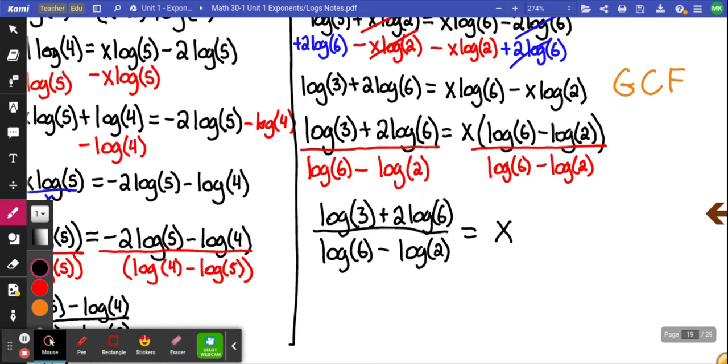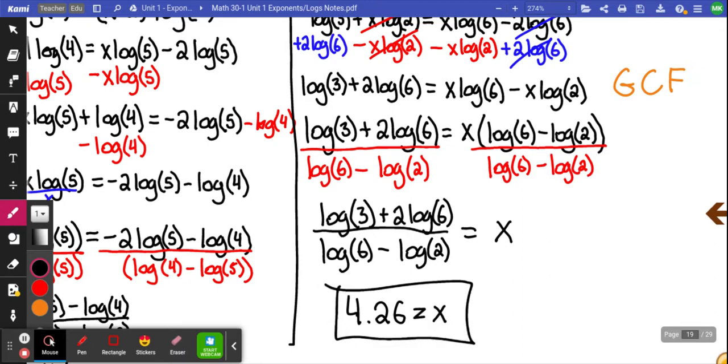If you put it in your calculator, log 3 plus 2 log 6, hit enter. And then I would divide by, put a bracket and then type all that. No, we don't have to use that change of base trick. You should get 4.26. If it was nearest tenth, 4.3. I heard some of you saying 4.3.